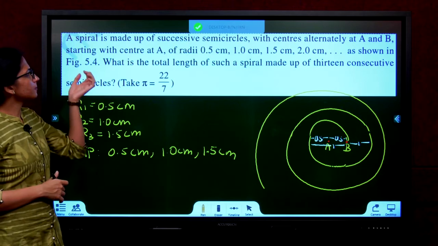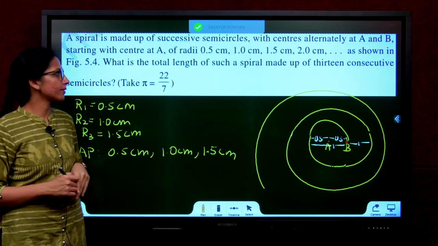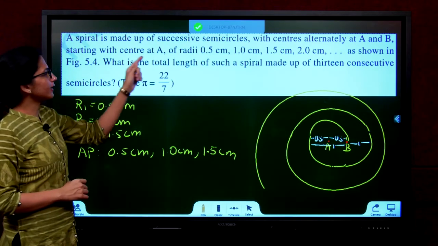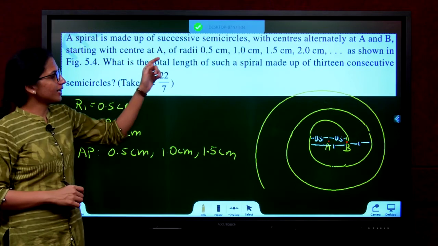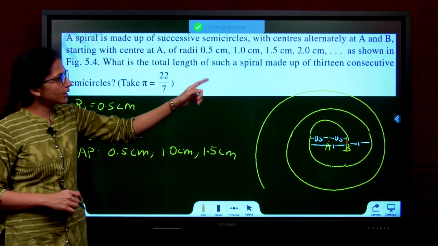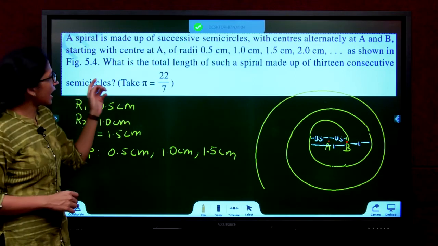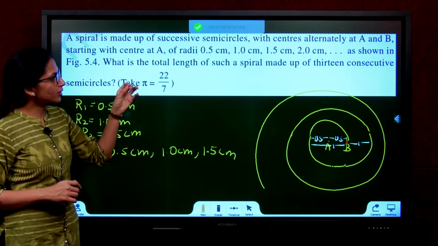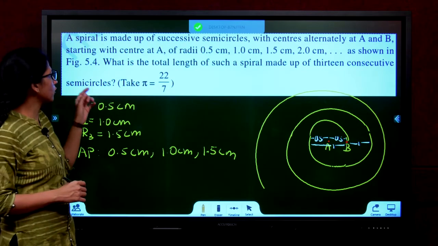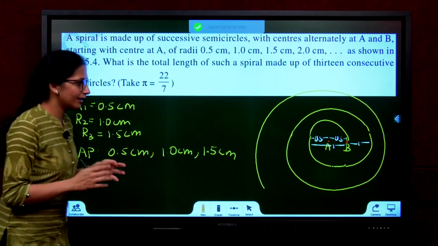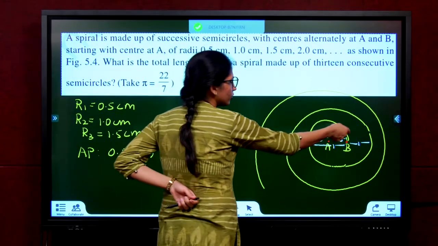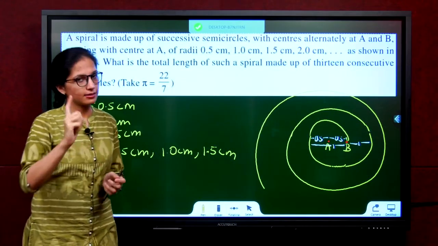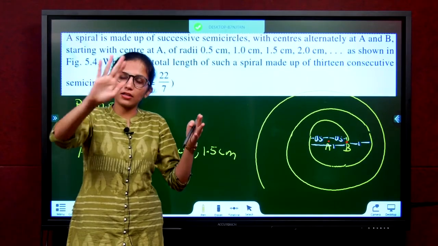Next question. A spiral is made up of successive semicircles with centers alternating between A and B, starting with center A, of radii 0.5 centimeter, 1.0 centimeter, 1.5, 2 and so on, as shown in the figure. What is the total length of such a spiral made up of 13 consecutive semicircles? Listen carefully, I am making a spiral. So I will do spiral only on the outer part. Agreed? So you have to use circumference or area? Circumference, because they are doing only outside. We are not covering the whole part.